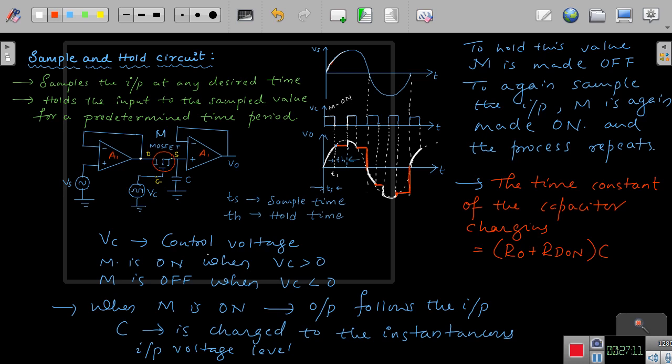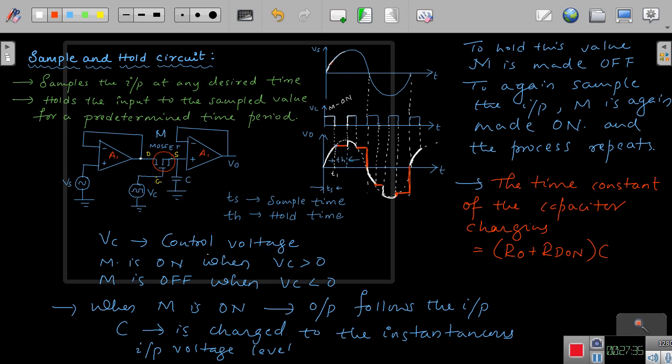So now if you take the equivalent circuit of the charging path here, the output resistance comes here for A1 plus the on state resistance, the conducting resistance of your MOSFET, and of course the product of this summation of this resistance and the capacitor gives the charging time constant of the capacitor. So this is the charging time constant of the capacitor.